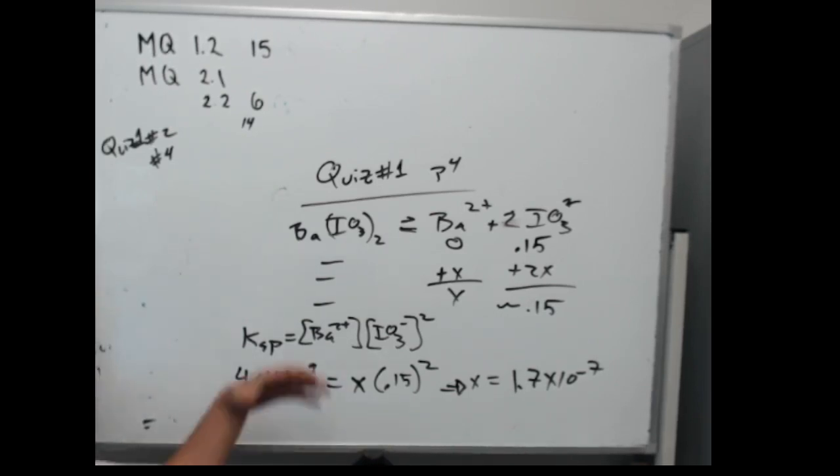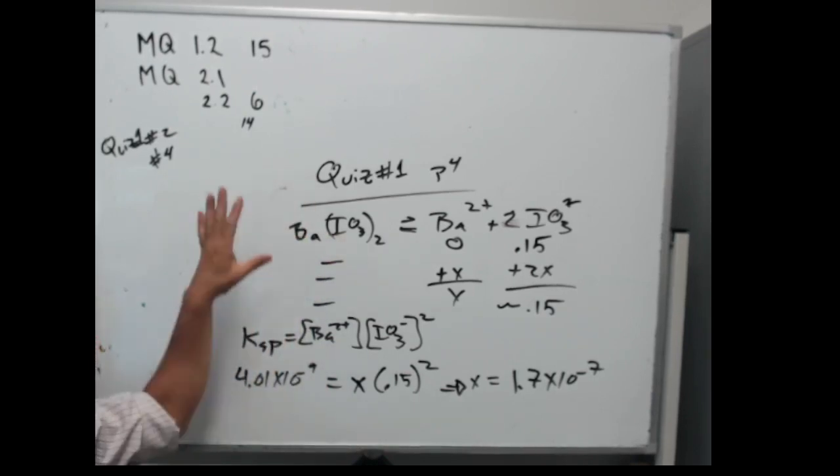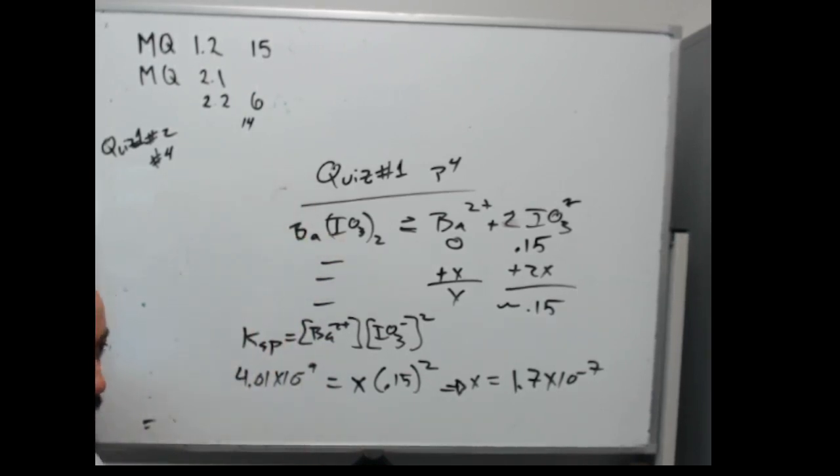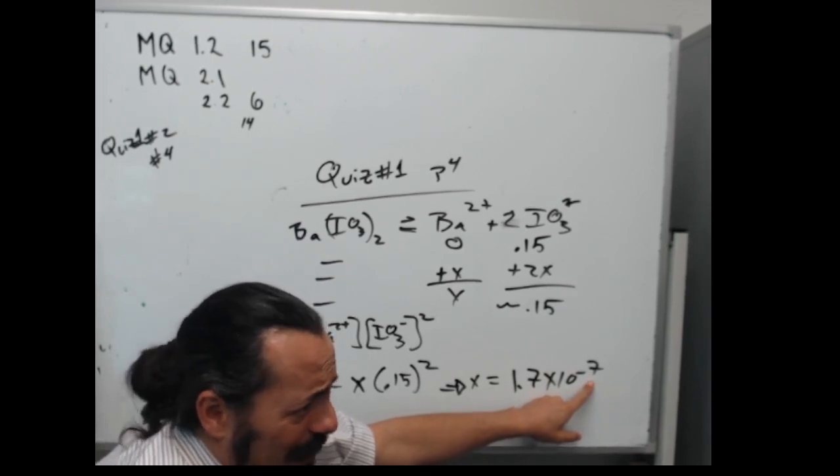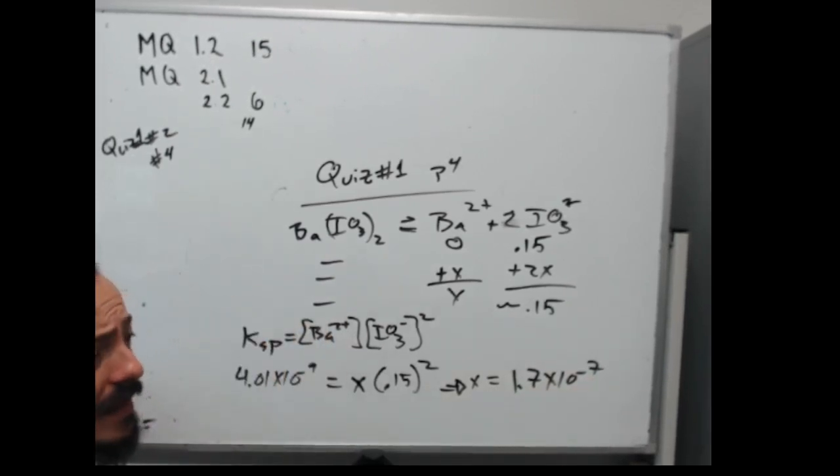Okay, so that's number 2. Problem 4 on quiz 1. We had a couple weird typos, like forgetting our exponent on the iodate concentration, just putting in the wrong exponent, not even the wrong sig figs.